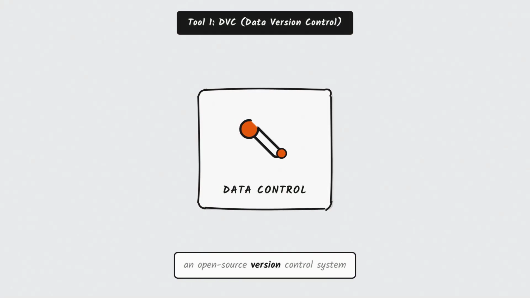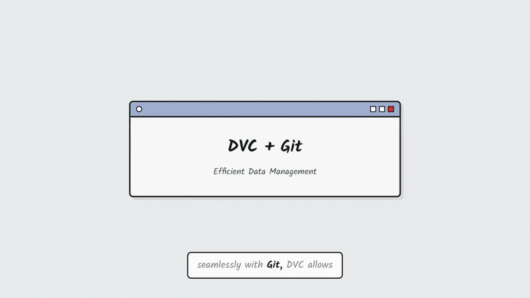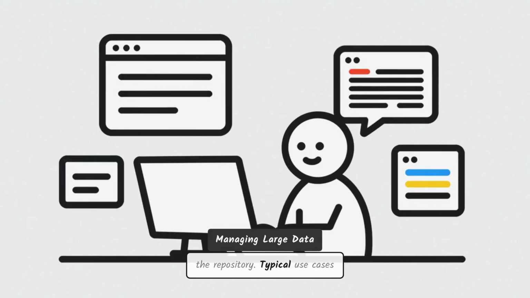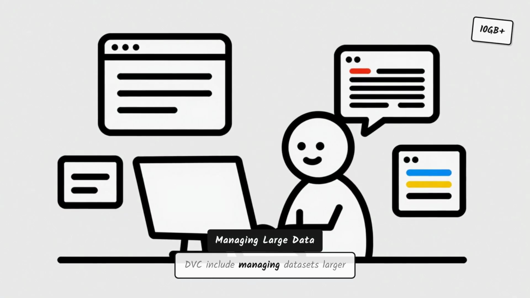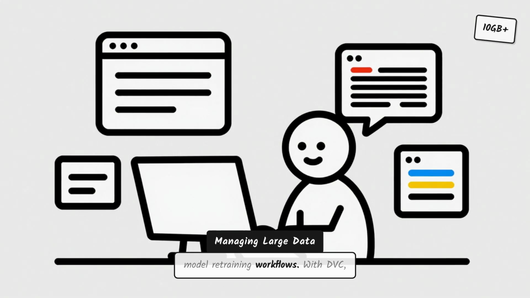DVC is an open-source version control system that manages large datasets and models efficiently. By integrating seamlessly with Git, DVC allows you to version control data pipelines without storing large files in the repository. Typical use cases for DVC include managing datasets larger than 10 gigabytes and automating model retraining workflows.